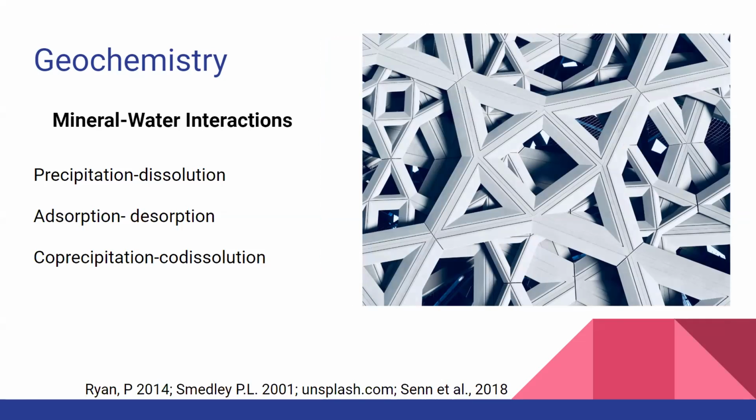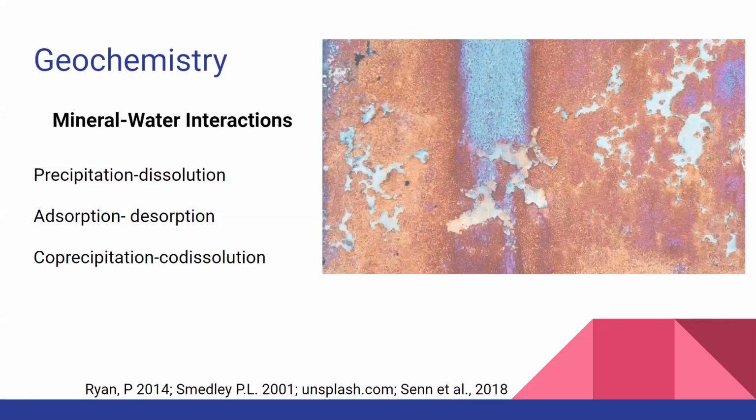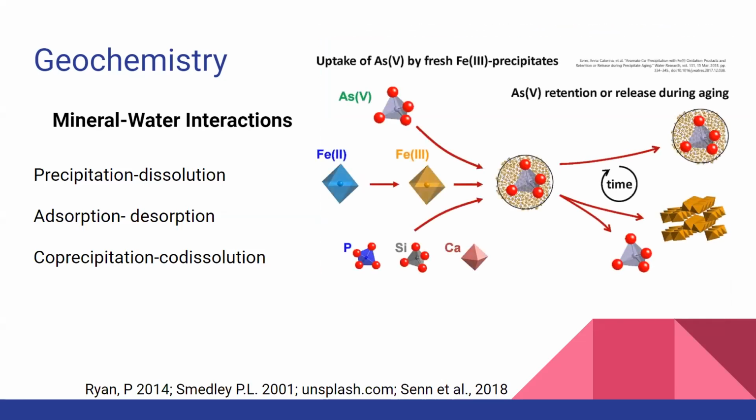For co-precipitation, ions can be scavenged when a mineral is forming. For example, arsenic can be incorporated into the formation of pyrite.